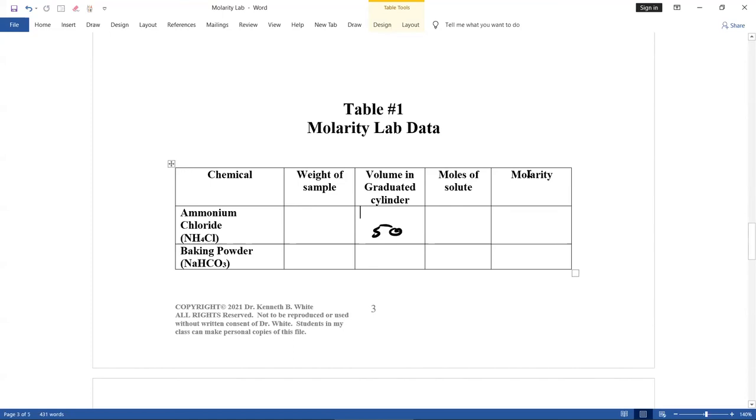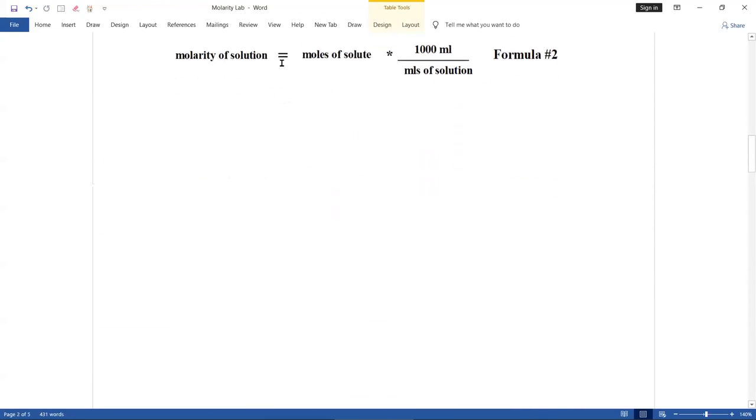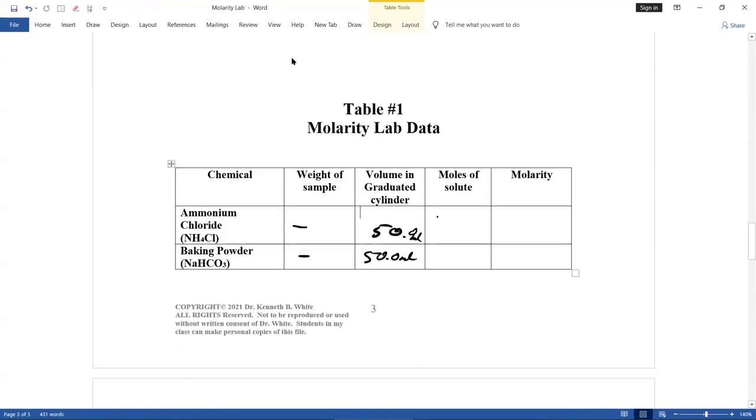And Disha, yes, it will always be 50. Let me even prove it to you. Oh, let's call it 50.0 milliliters. This you'll get from the lab. This you'll calculate from formula one. Same thing here. And the molarity, you'll use formula number two. Same thing there, formula number two.